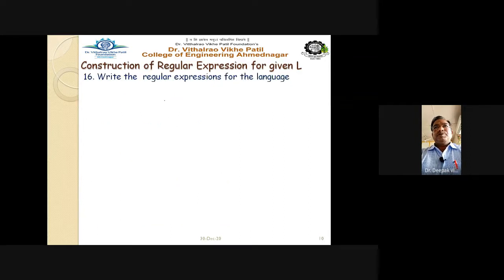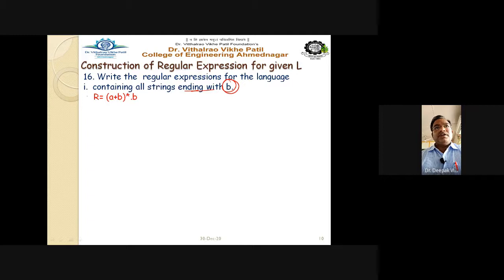Write the regular expression for the language. See here, the first sub question is given. We have to write the regular expression for the language containing all strings ending with B. So in this particular language, such strings are possible that always end with a single B.